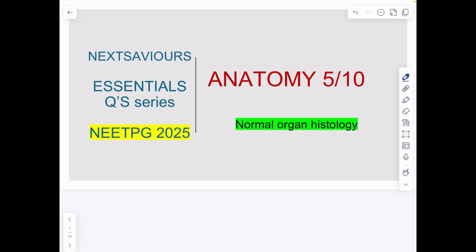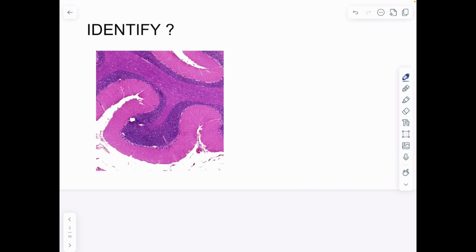Today we are going to have a discussion on a topic out of which one question is mandatory to be asked, and that is the normal organ histology. That means they will be providing you a slide on the basis of which you have to identify the organ. So let's start with the first slide.